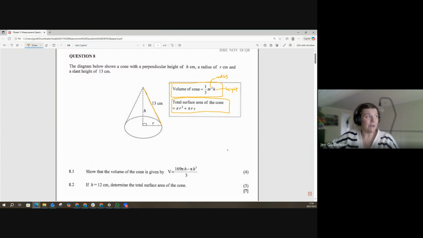The diagram below shows a cone with a perpendicular height of h centimeters, we know that that's our height, and a radius of r centimeters, and a slant height of 13 centimeters. And they've asked you to show that the volume of the cone is given by. Now, when they say show, it means we can't use this. We can only look at it to check.